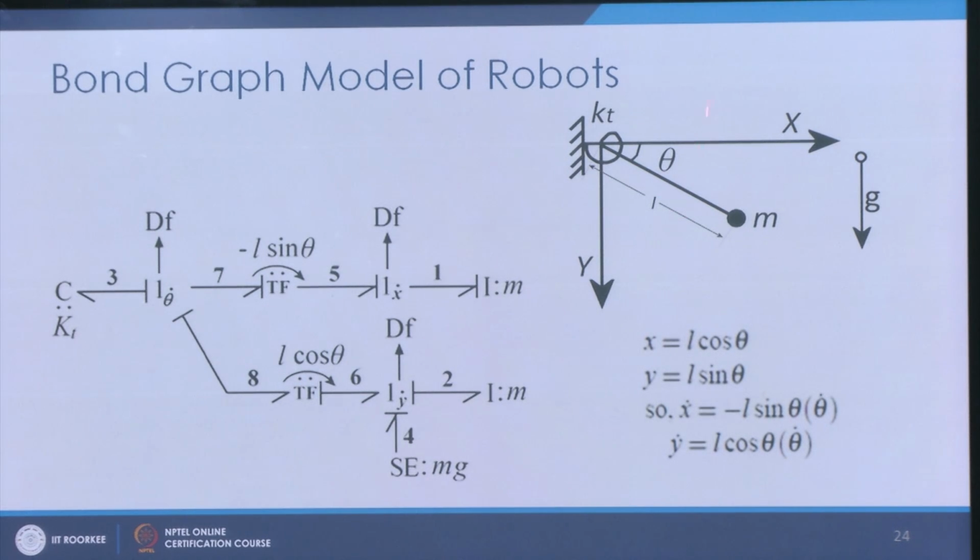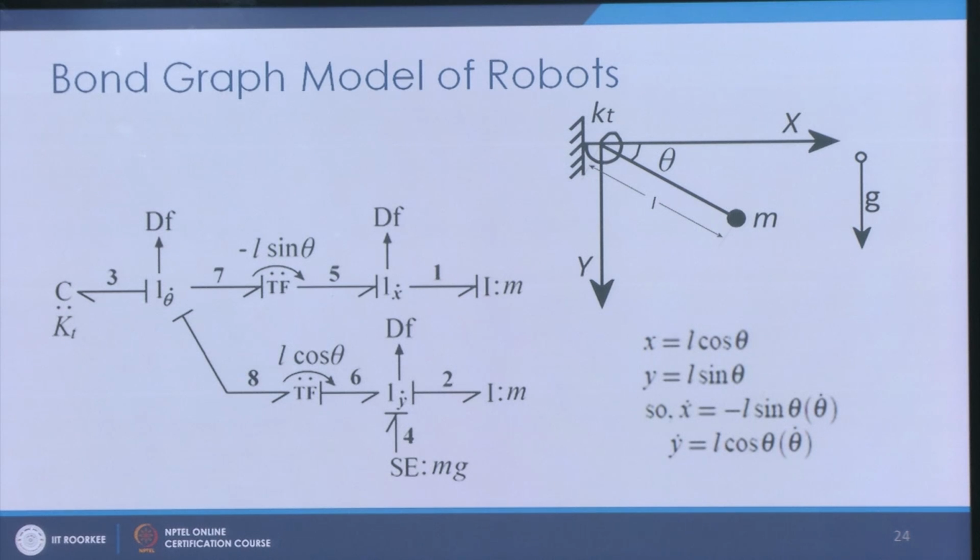First we find out the velocities. To find the velocity, we write the displacement equations: x is L cos theta and y is L sin theta. Then we differentiate these relations. So, x dot is minus L sin theta theta dot and y dot is L cos theta theta dot.